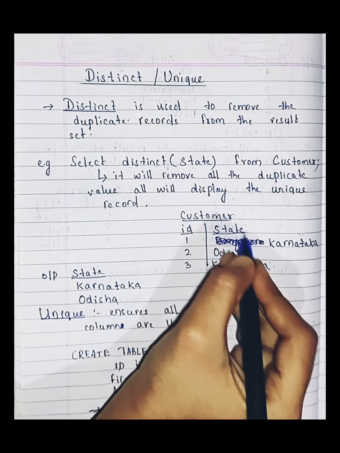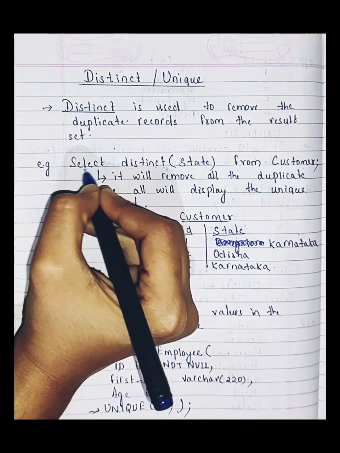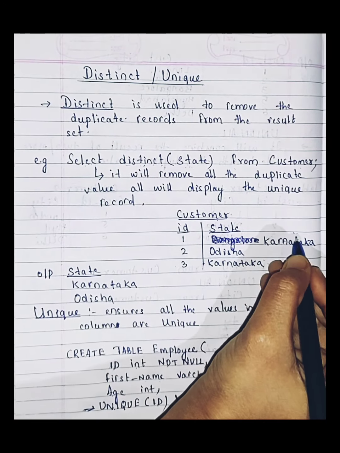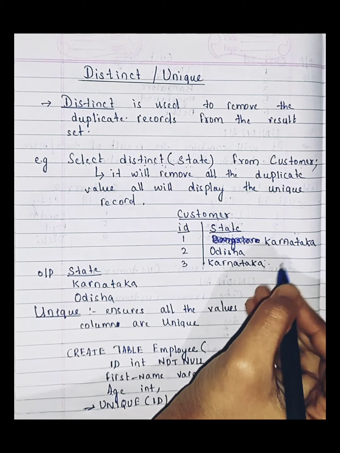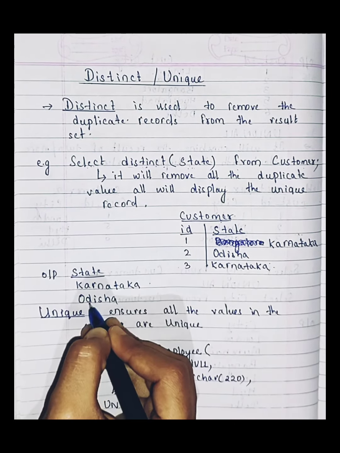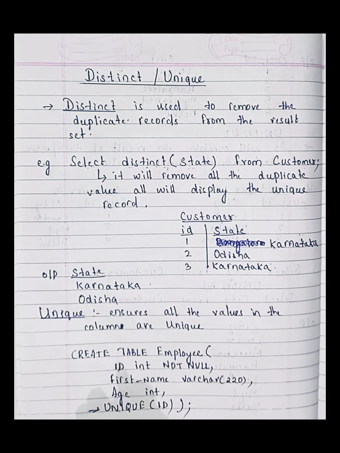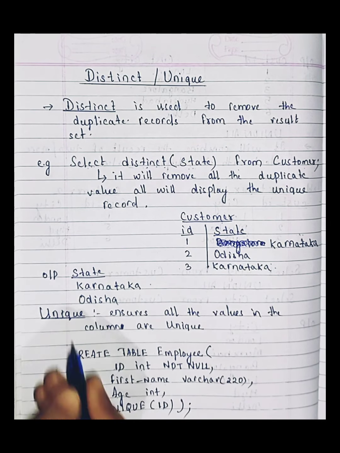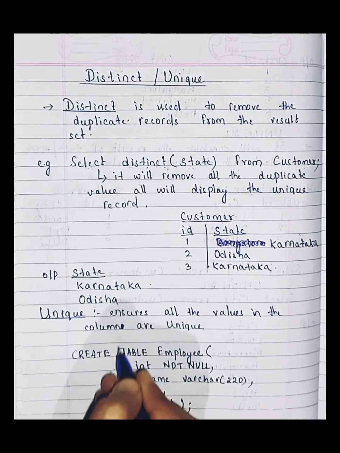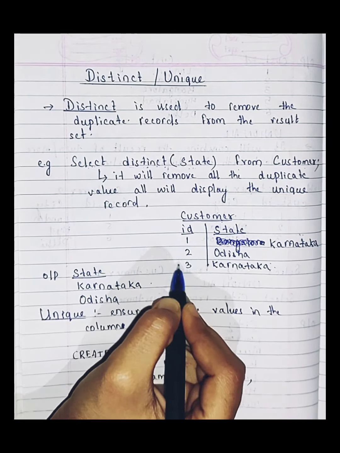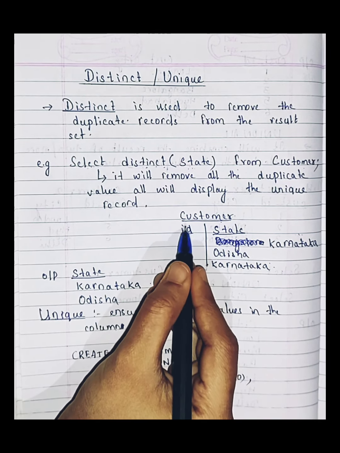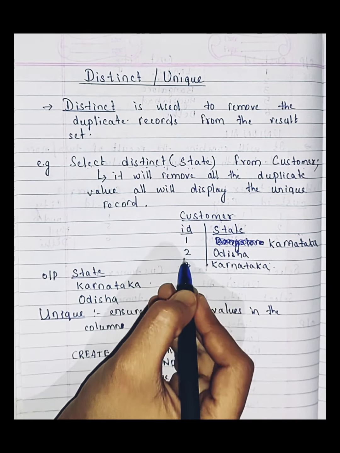From this query, select distinct state from customer, it will discard the duplicate states. Karnataka is getting repeated, so it will display Karnataka only one time, then Odisha, in the output. Now moving ahead to unique. Unique ensures that all the values in a selected column are unique. For example, take this column, ID. Here all the values are unique.